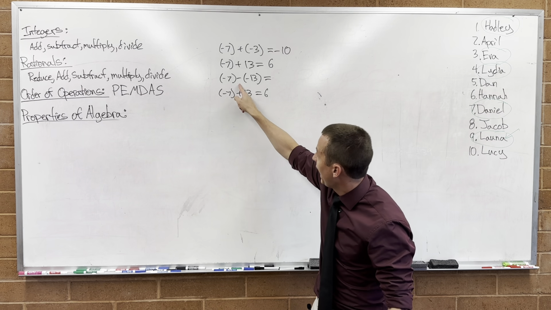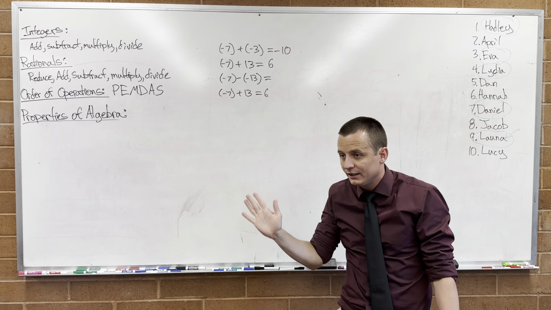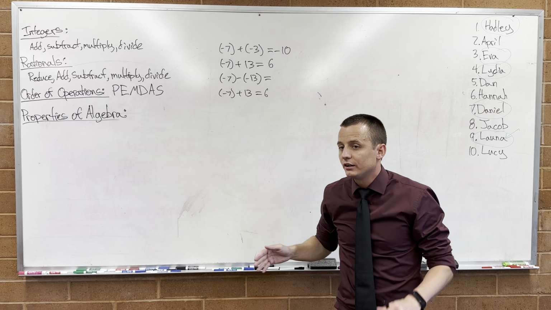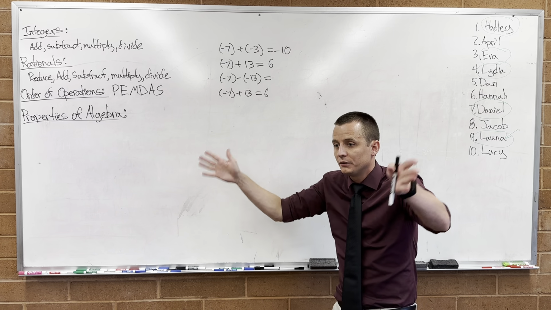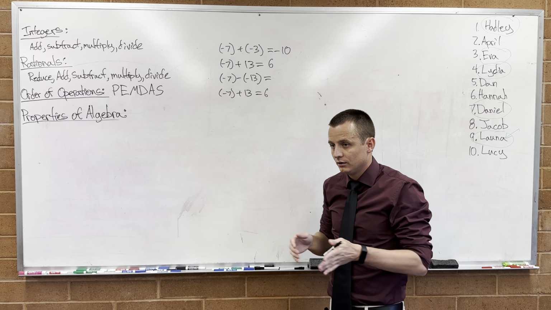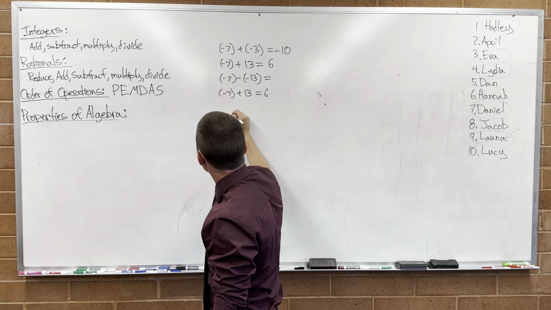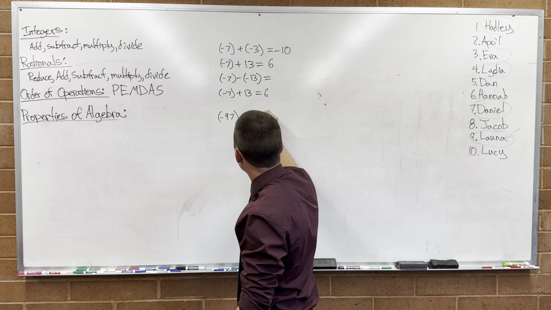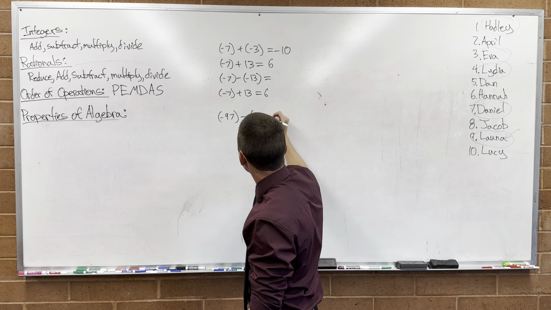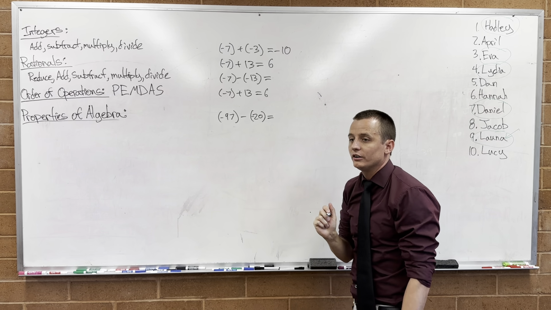So adding integers works about the way you expect. Remember that when you subtract a negative, that's the same thing as adding a positive. It's like you're getting rid of some of your debt. I subtract some of your debt away. So if you owe someone $97, and then we subtract away $20 of your debt, how much money are you left with?